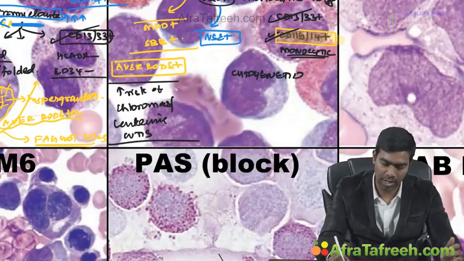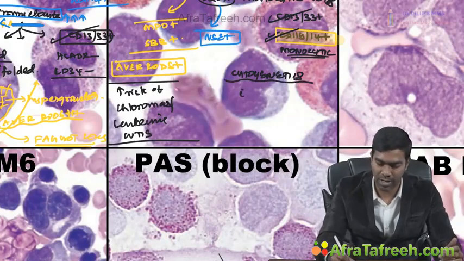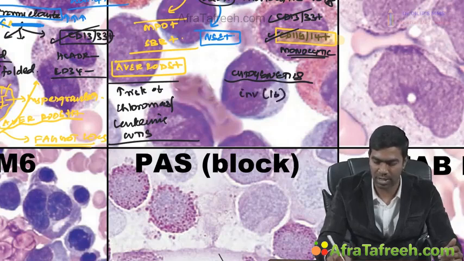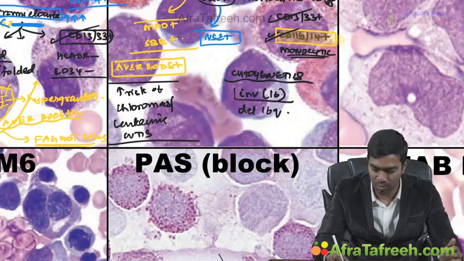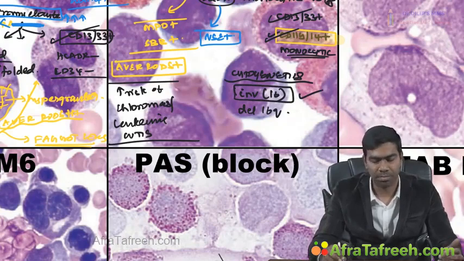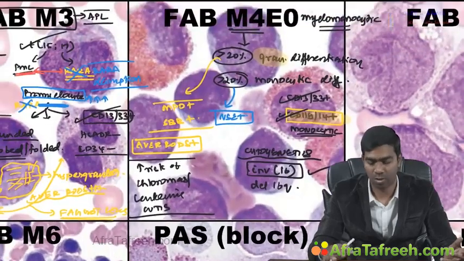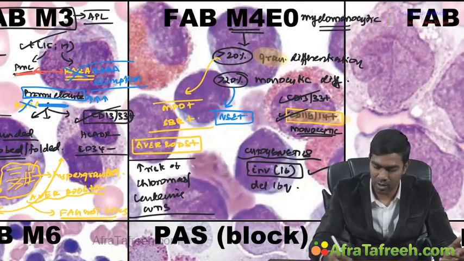So now we are moving on to the cytogenetics. What are the important cytogenetic abnormalities that you get with this AML M4? The very, very important cytogenetic change is inversion 16. And the second cytogenetic change is a deletion 16q. It's a 16q deletion. But as far as I know, the most important for exams, I believe, is the inversion 16.